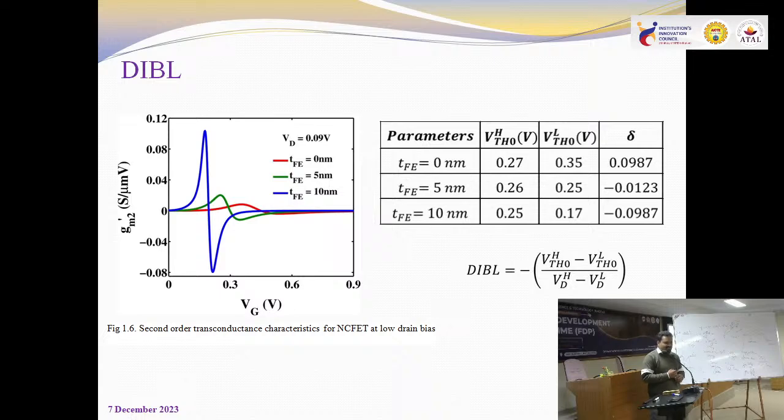So in MOSFET, DIBL is there. But what is happening here? The parameter is negative. So actually drain induced barrier rising is there, and that will suppress the short channel effects.